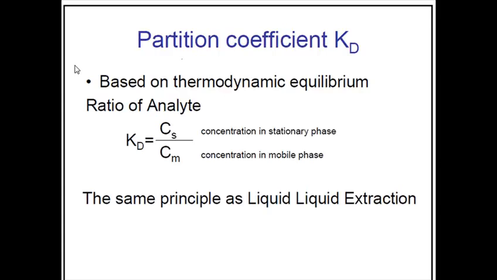Okay, and we need to talk about another thing with this partitioning, which is called the partition coefficient, which is denoted with K sub D. So K sub D equals Cs by Cm. Just think about the concentration in the stationary phase divided by the concentration in the mobile phase. This is the basic principle of all chromatographic techniques based on the thermodynamic equilibrium. For this kind of chromatographic reaction to occur spontaneously, we need to have the concentration of the stationary phase divided by the concentration of the mobile phase greater than 1. Then only this thing can be possible.